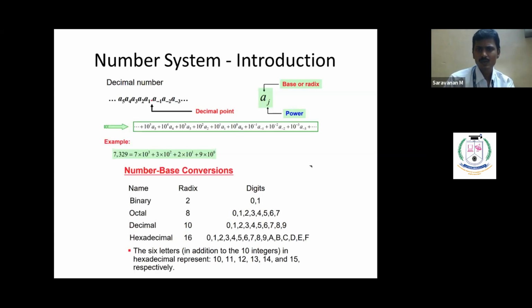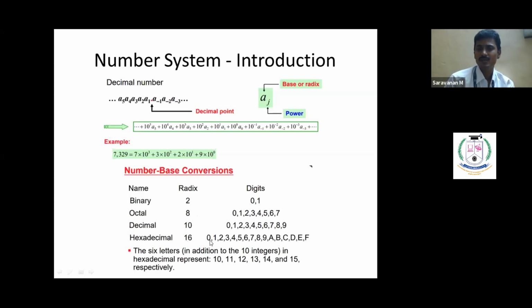Right, so this is the general representation. Binary, we know, has a base of 2, octal has base 8, decimal has base 10, and hexadecimal has base 16. Base 2 means we have two digits, 0 and 1. If the base is 8, it is called octal, so we have 8 digits from 0 to 7, that is 0, 1, 2, 3 up to 7. For decimal, it is 10 digits, so we go from 0 to 9. For hexadecimal, it is a 16-digit system.